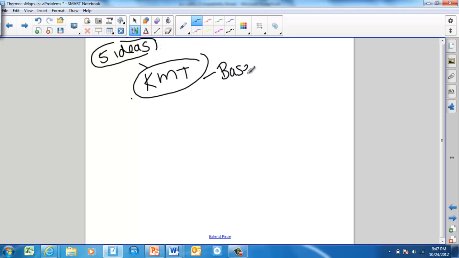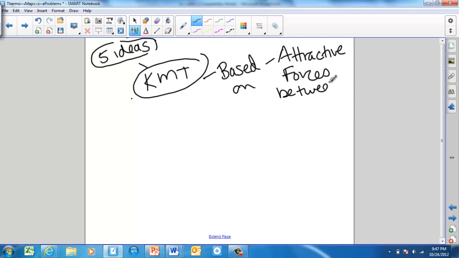Now, the kinetic molecular theory is based on 2 main sources of information. The first being the attractive forces between particles. Now, I'm not asking you to understand how they work or even why they exist, just that they are there and they cause things to move or change in different ways.